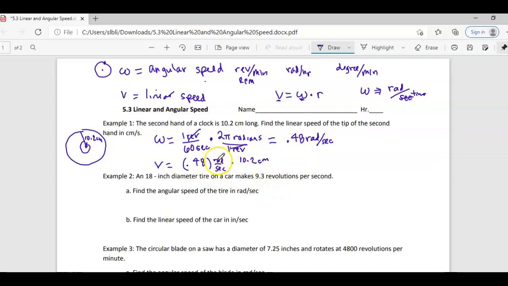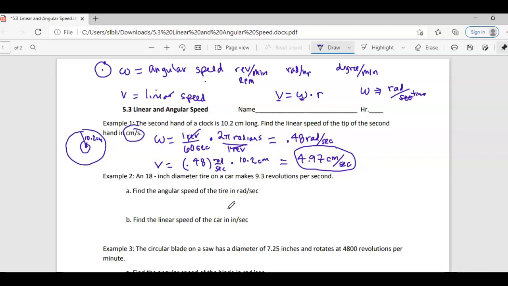Oftentimes when we have radians somewhere, we don't really write it, but we're just going to go ahead and multiply these together, and this is going to give us centimeters per second. So if I multiply 10.2 by 0.48, that gives me about 4.97, and that's centimeters per second, which is the units we want our answer in. So here is the linear speed, okay? In order to get the linear speed, we first had to calculate the angular speed, right, in radians per second.